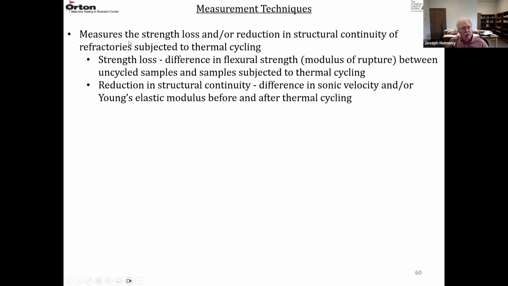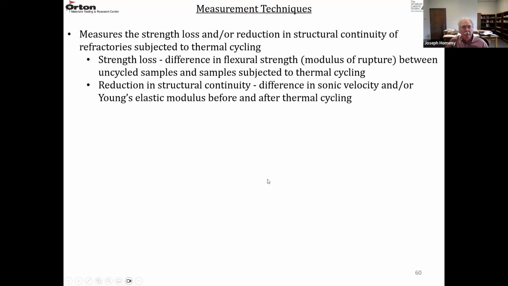So this is the last slide. It's just how people measure thermal shock resistance. So it's pretty simple. You just measure a strength loss or a reduction in structural continuity, and that's either a sonic velocity or a Young's modulus. So you measure the loss in a property that you can measure after you subject it to thermal cycling.